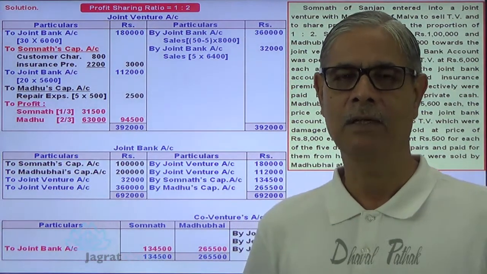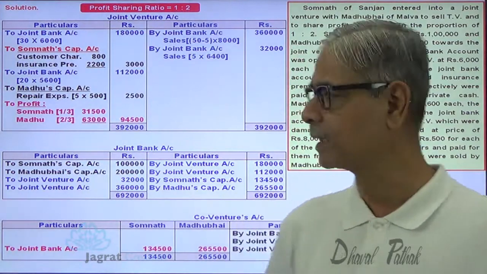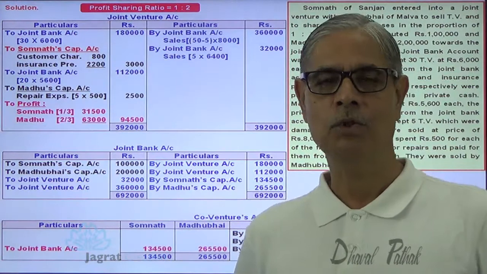So this is how the sum wherein independent books for joint venture are maintained is explained to you. Just observe the sum on the screen. I think you have followed all these things.